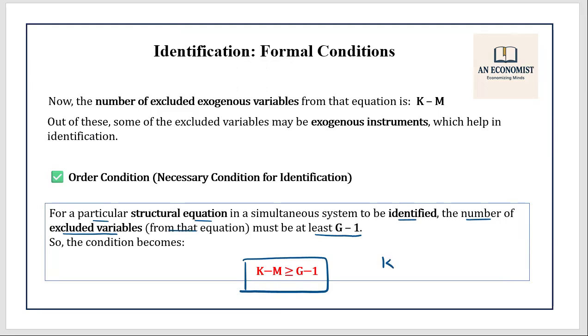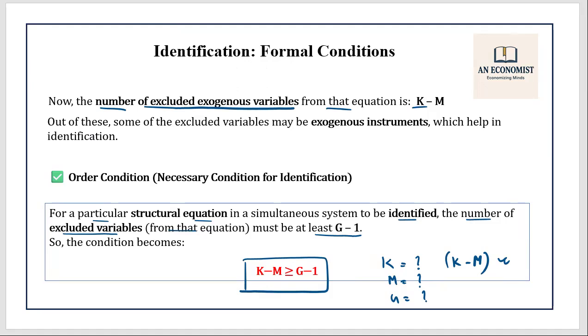If you know the value of k, the value of m, and the value of g, then you can simply calculate k minus m. Now, why do we calculate k minus m? K minus m is nothing but the total number of excluded exogenous variables. So basically, this is the total number of exogenous shifters that are present in your model but not in the equation.